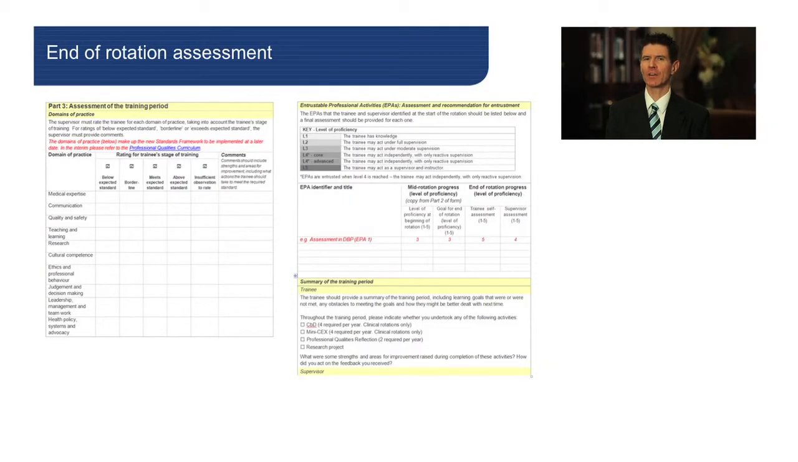At the end of the training rotation, the trainee and supervisor should meet again to review the trainee's progress throughout the rotation, including a review of progress in the entrustable professional activities which were nominated. During this meeting, a final assessment is made for each of those EPAs to determine if these will be certified as achieved.